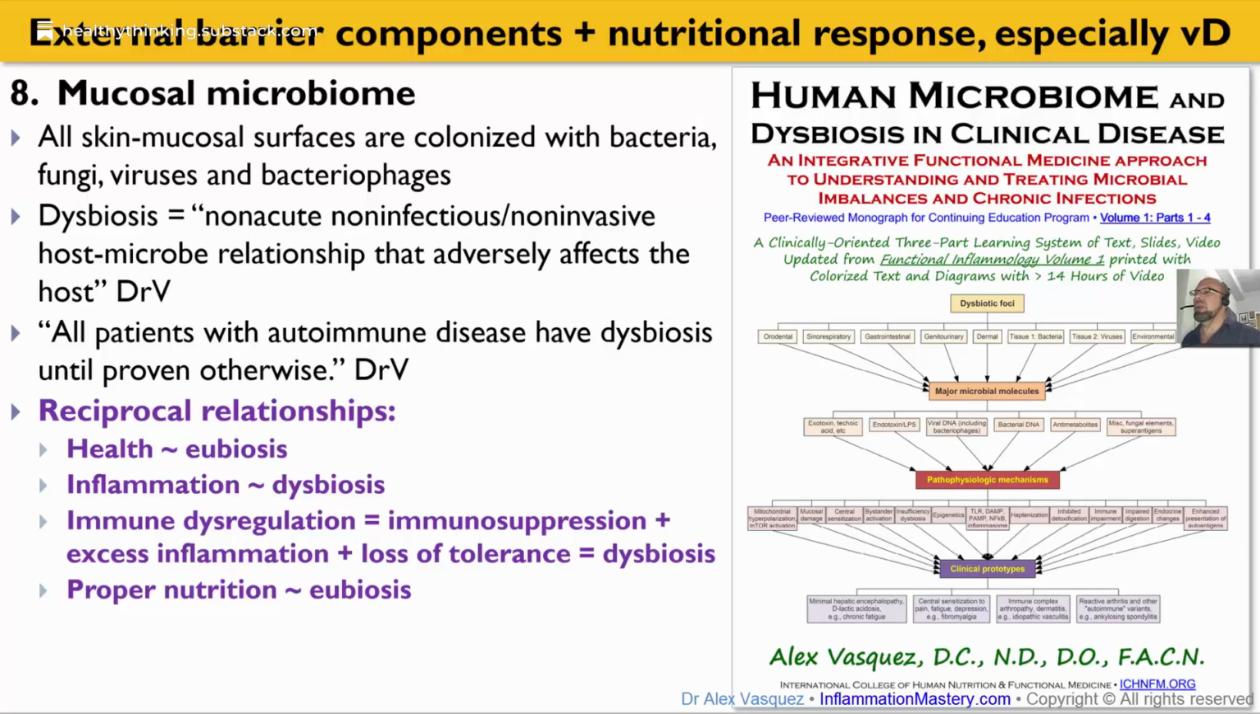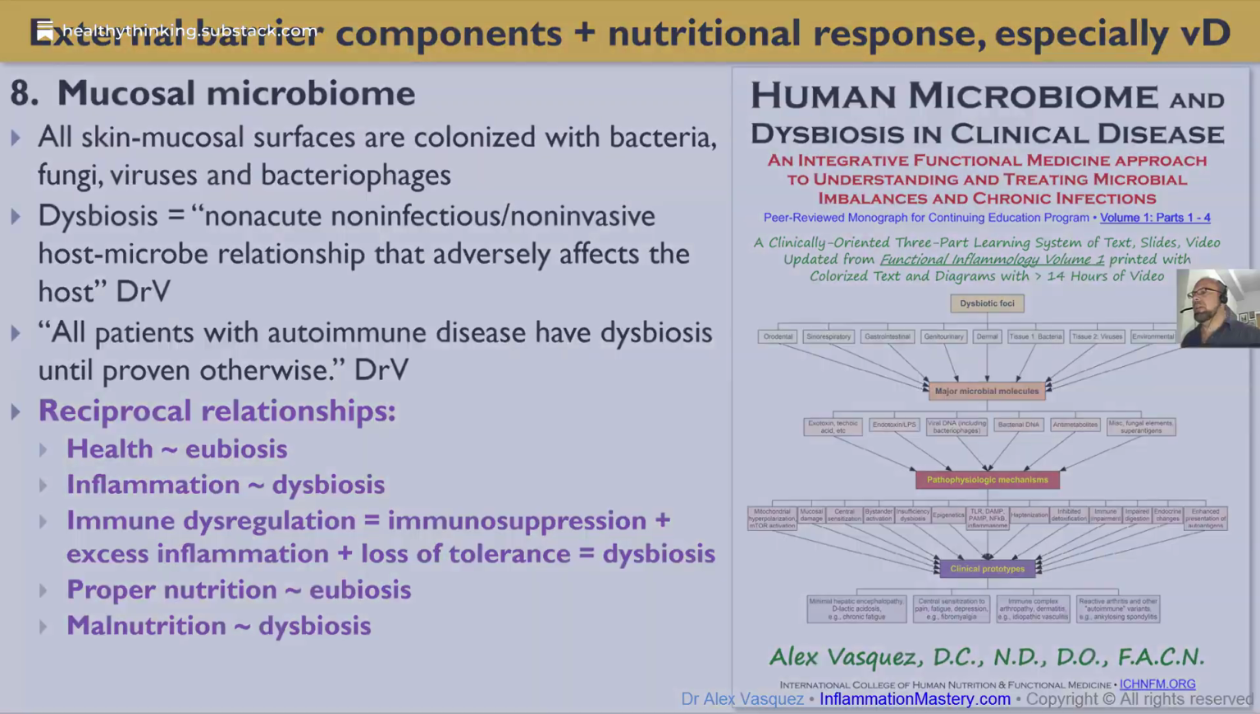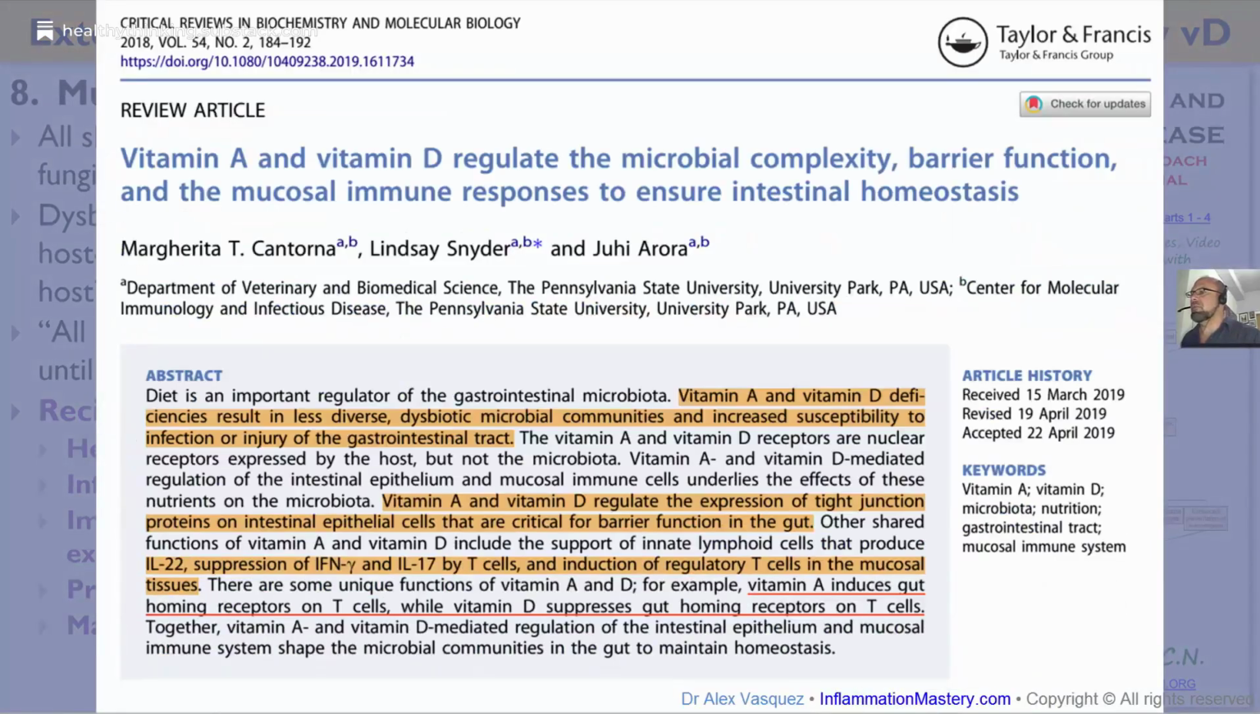Proper nutrition promotes eubiosis, and eubiosis promotes proper nutrition, just like dysbiosis promotes malnutrition, and malnutrition promotes dysbiosis. And speaking of pioneers on this topic, let's look at this article from Margarita Cantorna. She's definitely one of the pioneers in the vitamin D and autoimmune and inflammatory world. This particular article was published 2018, Critical Reviews in Biochemistry and Molecular Biology. Vitamin A and vitamin D regulate the microbial complexity, barrier function, and mucosal immune responses to ensure intestinal homeostasis.